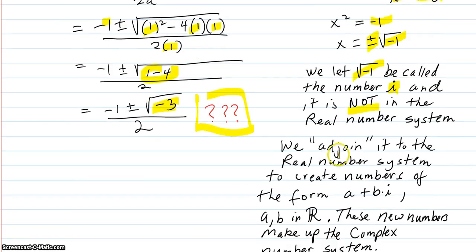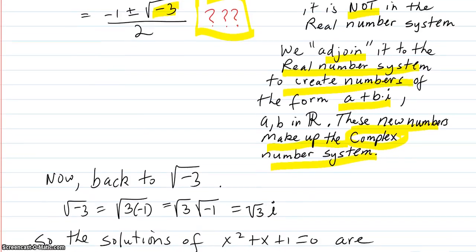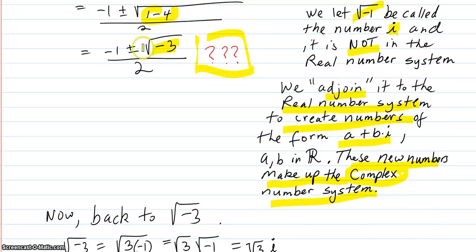What we do with it is we adjoin it to the real number system to create numbers of the form a plus bi, where a and b are real numbers. We create new numbers. These new numbers make up what's called the complex number system. We won't be studying that in this course, but it's a whole field of mathematics that you learn about in pre-calculus. Let's go back to this now.